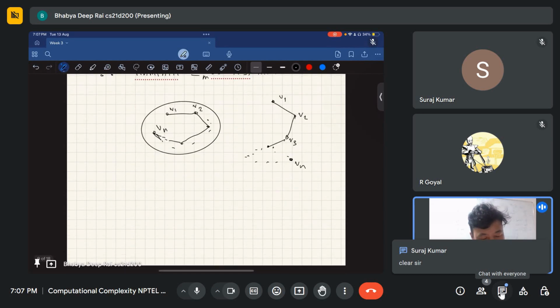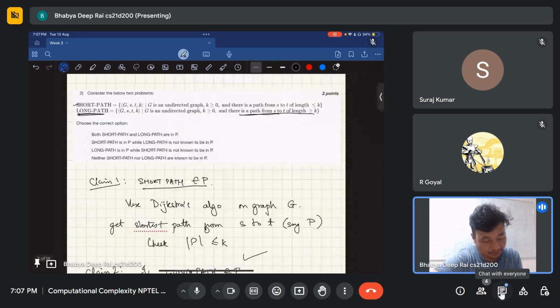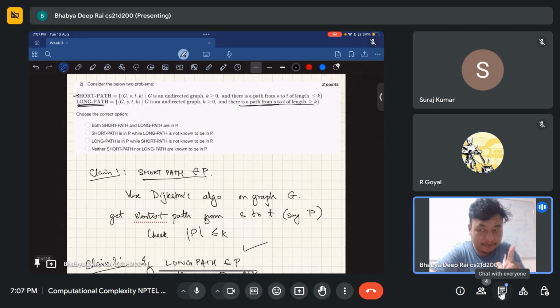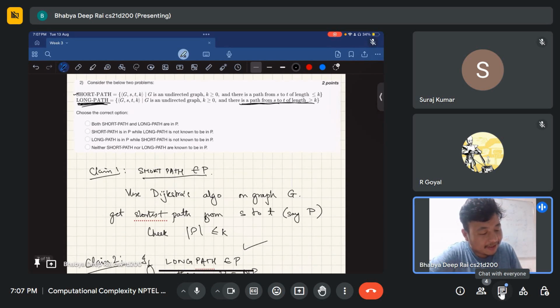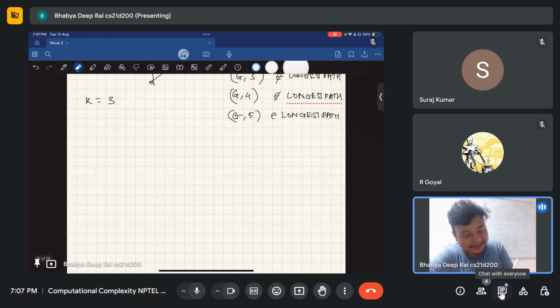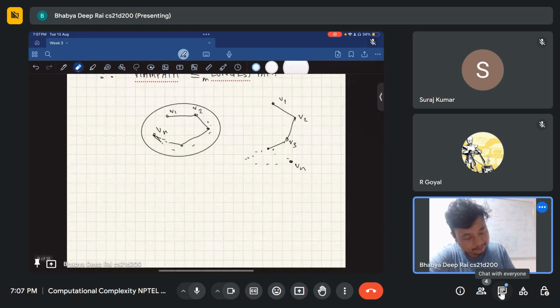Now my second claim, I'll call it claim 2.2. Remember, we want to talk about long path, not longest path. Longest path is check whether it is the longest path or not. Long path is check whether there is a path from S to T of length at least k. Now my claim, I'll write it here.